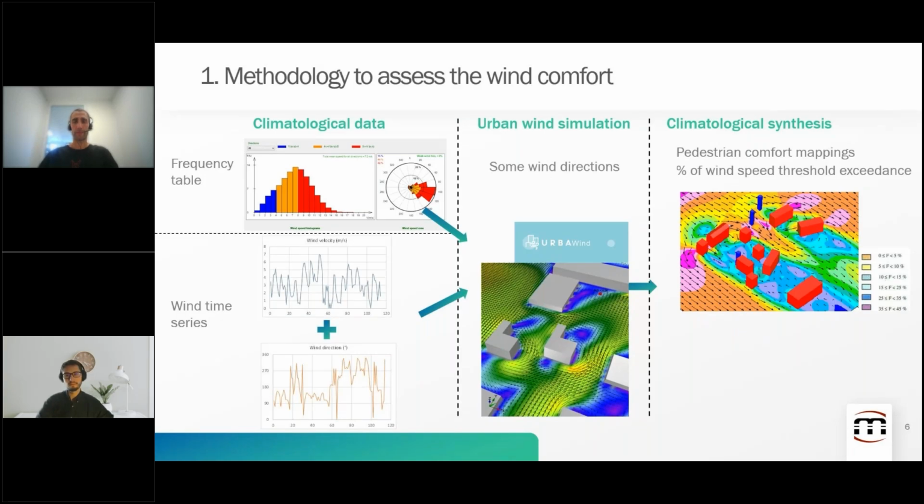You need data, inputs, so climatology data. This could be a frequency table or time series. Then you compute several wind directions, every 20, 30 degrees, and you assess the effect of wind with respect to obstacles. In the last part, you post-process using your pedestrian wind comfort rule to get a pedestrian comfort map.